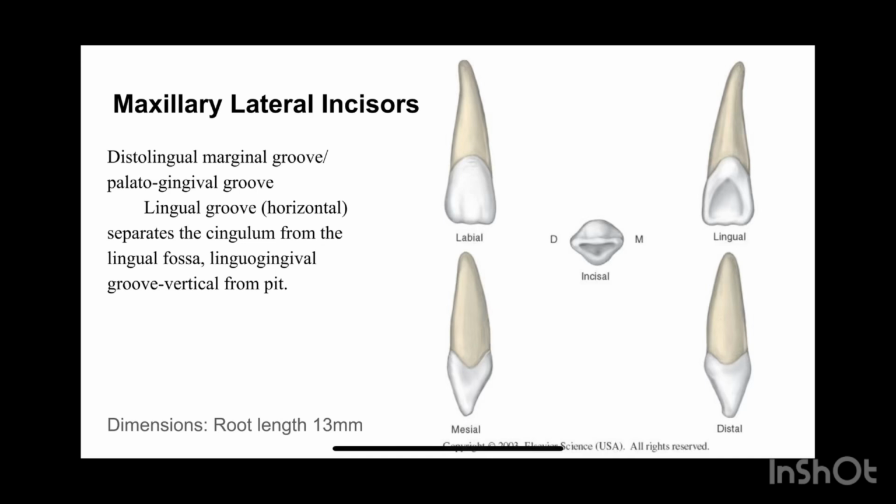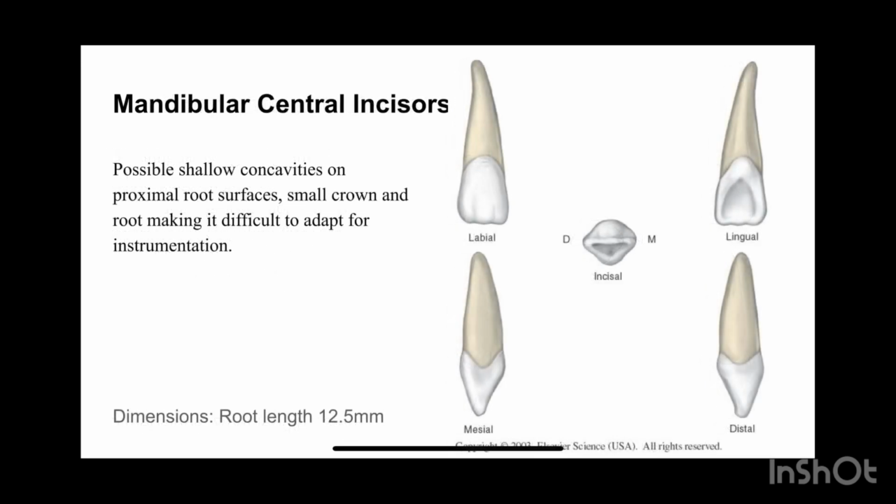The maxillary lateral incisors have a distal lingual marginal groove, a palatal gingival groove, a lingual groove horizontal which separates the cingulum from the lingual fossa, and the lingual gingival groove vertical from the pit. The root length for this is also 13 millimeters.